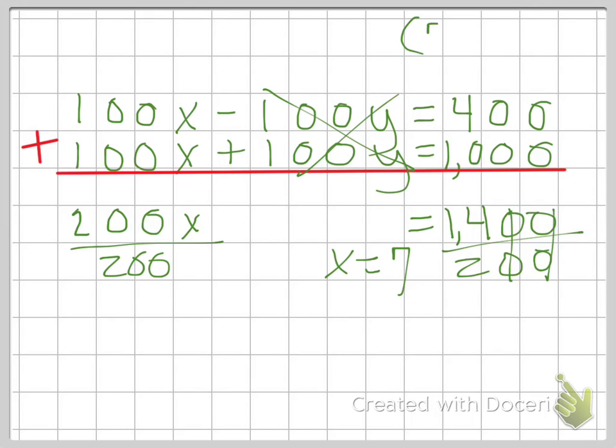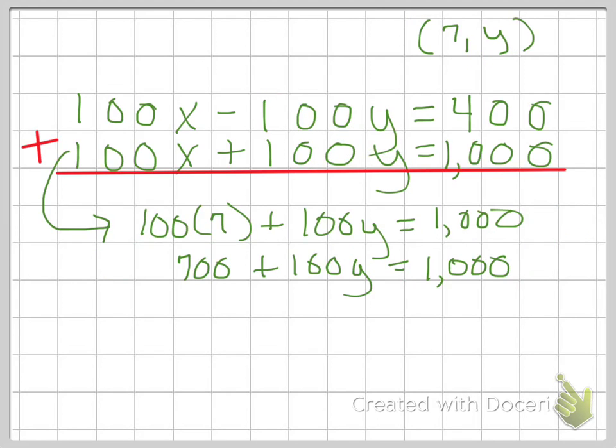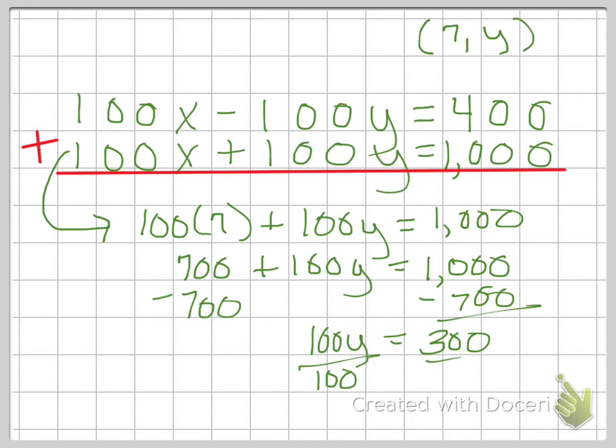Really? Yes, really. So now all we have to do is solve for y. So we pick one of the equations and plug x into it, and let's see what we get. Okay, so I picked the bottom equation. I plugged 7 into it and multiplied out. 700 plus 100y equals 1,000, and we'll just finish that up. We'll subtract 700 to get it to the other side, and that will give us 300 equals 100y. Divide 100 to both sides, and we have y equals 3.